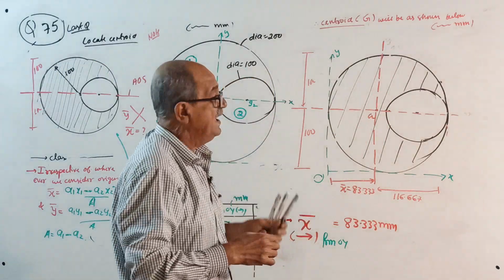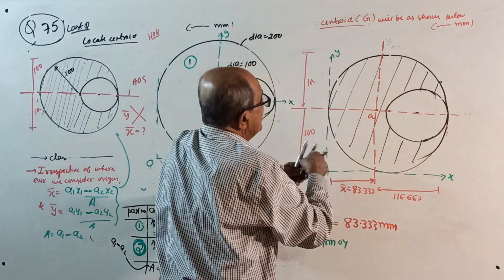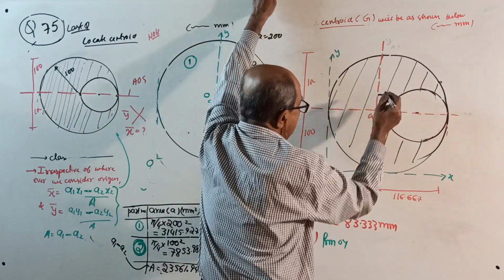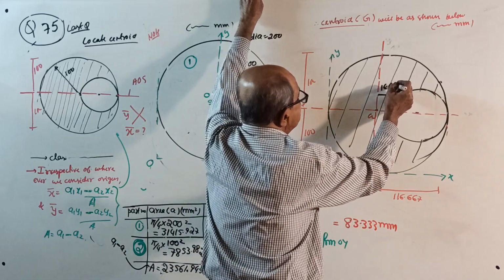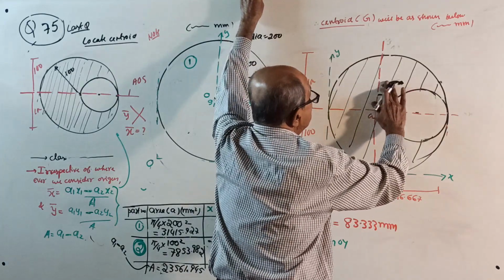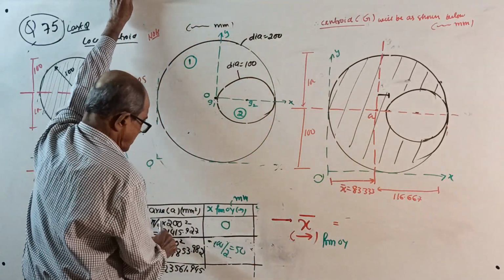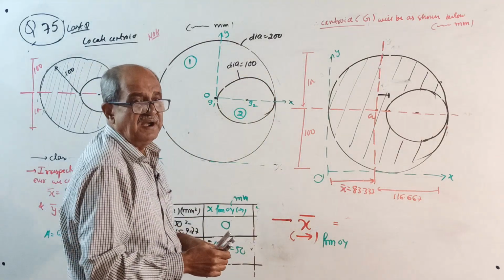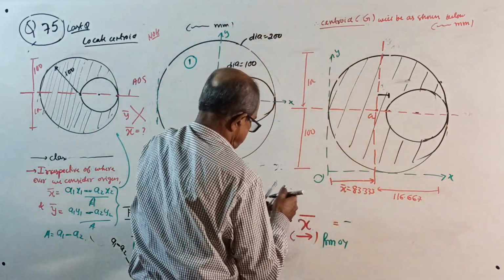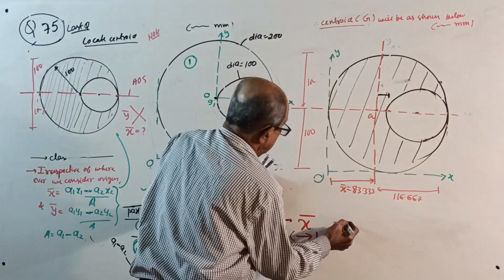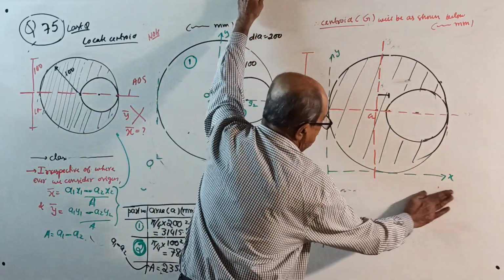One minute now. Before you go there, if somebody wants this distance from the center, how much? It is 100 minus 83.333, 16.667. You write that in the previous question, previous presentation. Now x bar will come, A1 x1 minus A2 x2 divided by area. It will come minus, I am sure, minus 16.667.